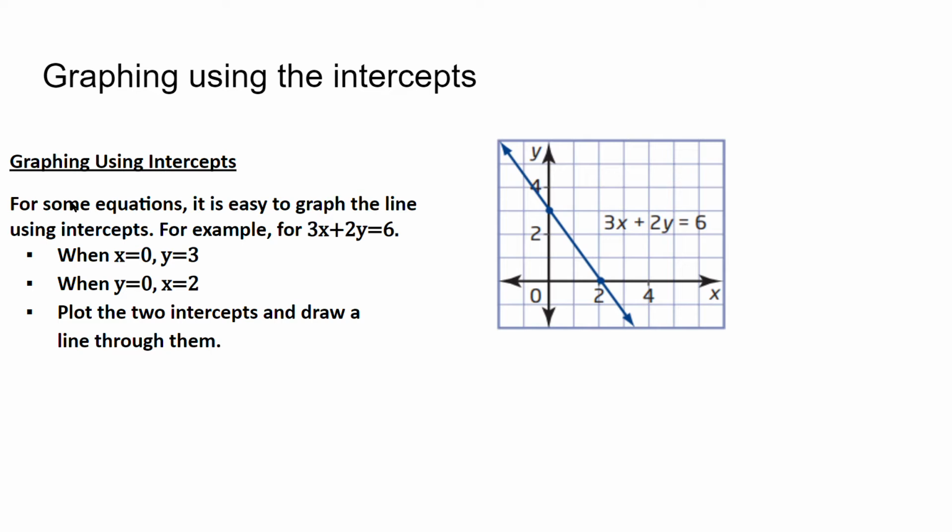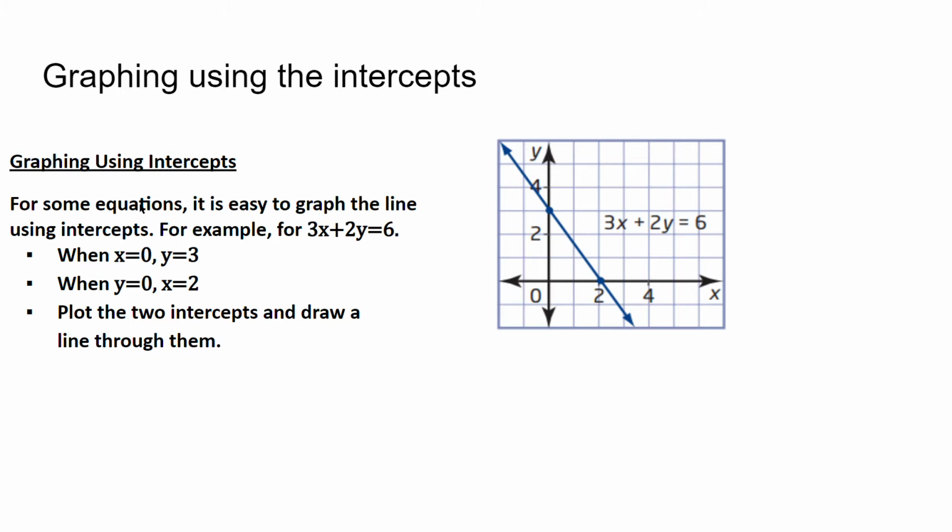Now we want to graph using the intercepts. Keep in mind that if you can draw a line between 2 points, then you can extend this line indefinitely. So what we do when we graph using the intercepts is graph the 2 points of the intercepts, and then from there we extend the line indefinitely.